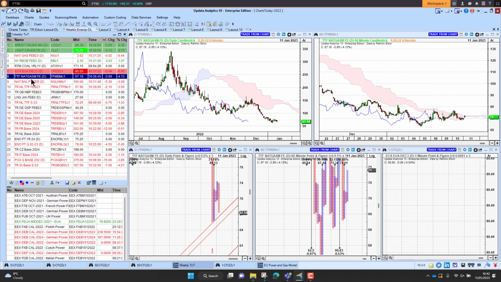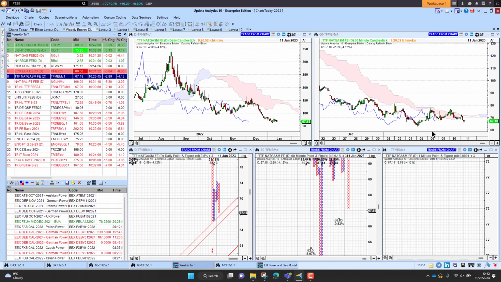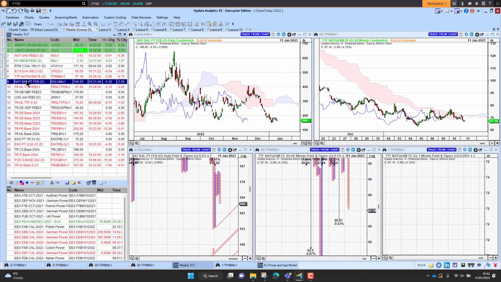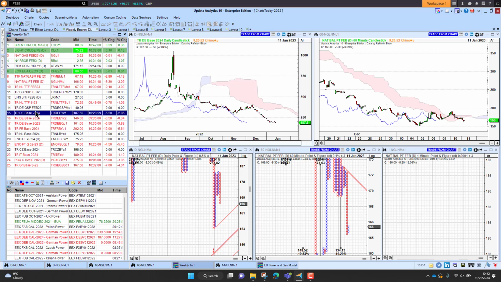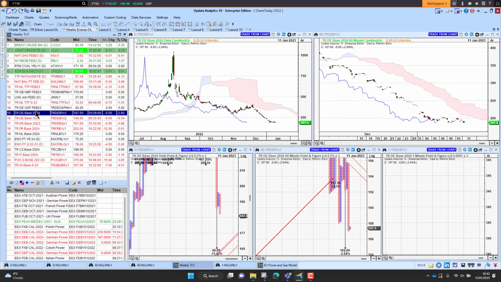We're seeing TTF down 4%. 63 is the level there that we need to hold, 63.5. And on NBP, 166, 150 is the level that we need to hold there, that low. But we did have downside targets there as well. And German power down another 2.8%, heading lower. We were bearish on power markets too.